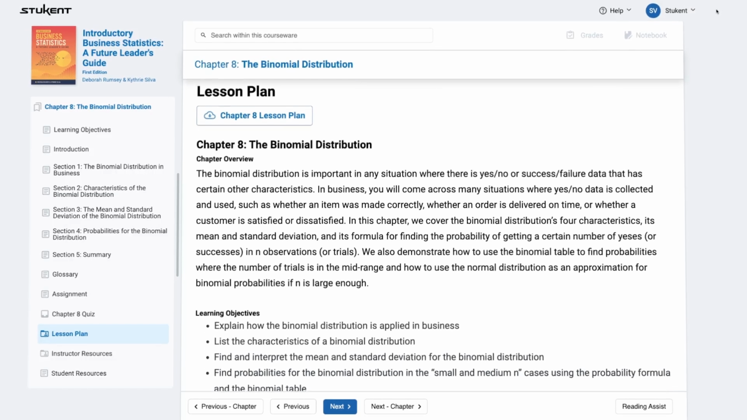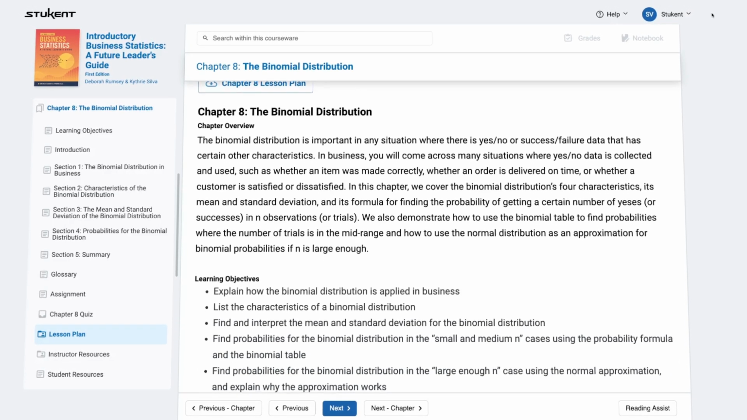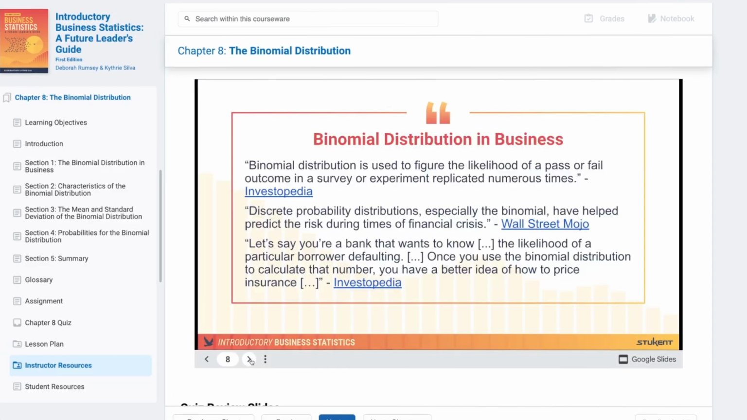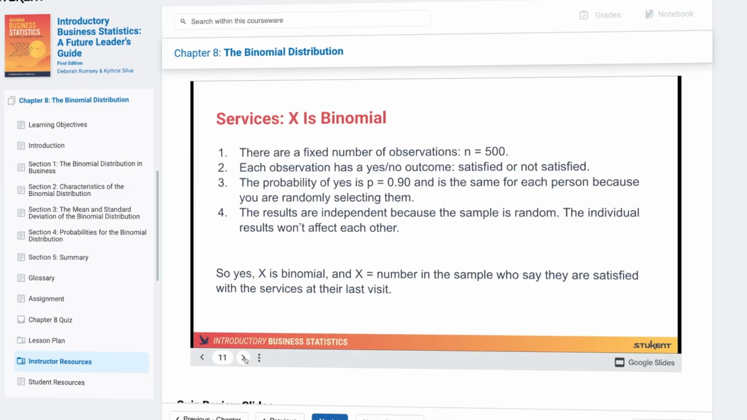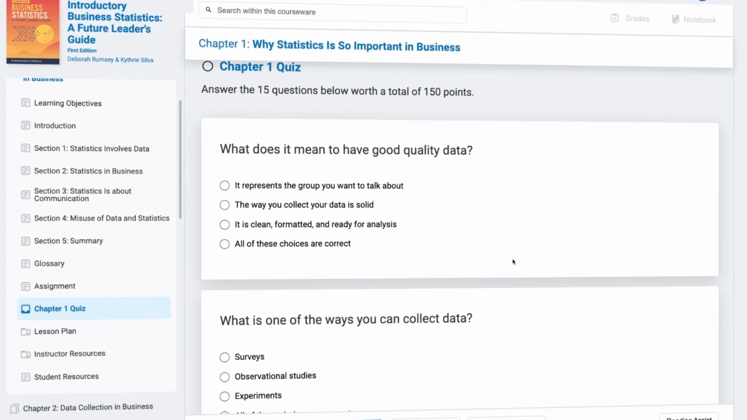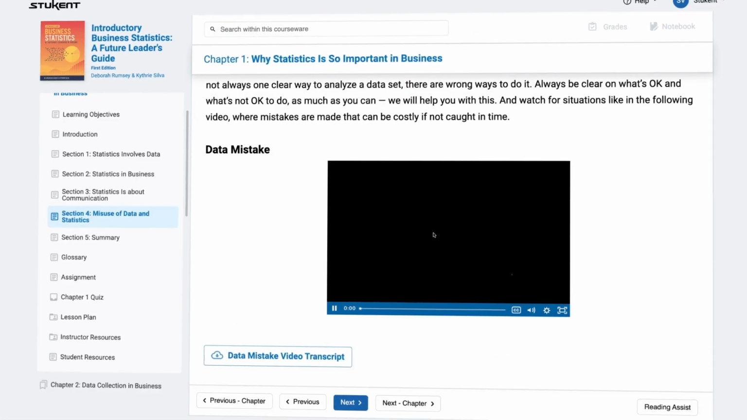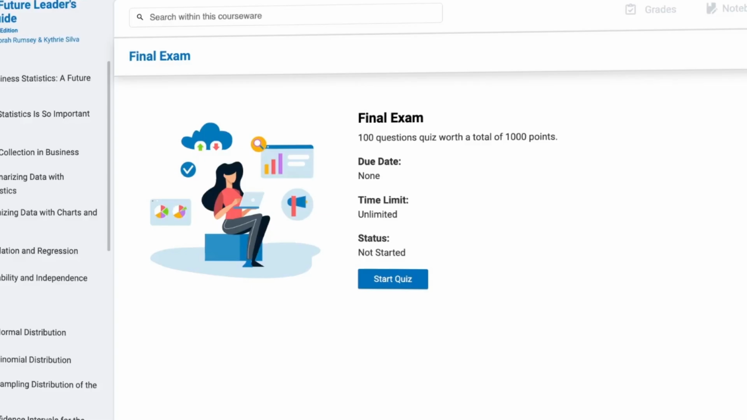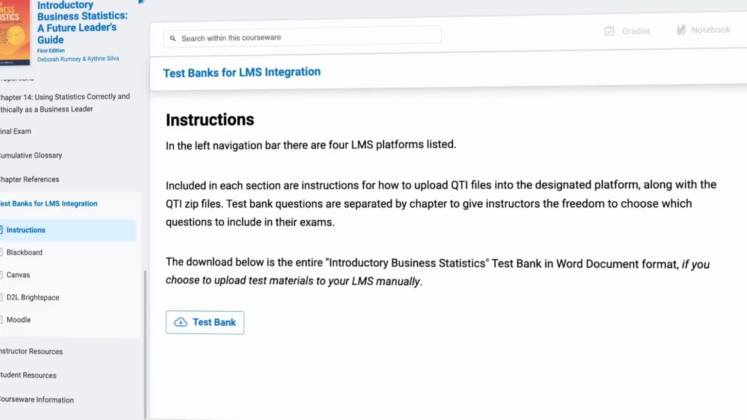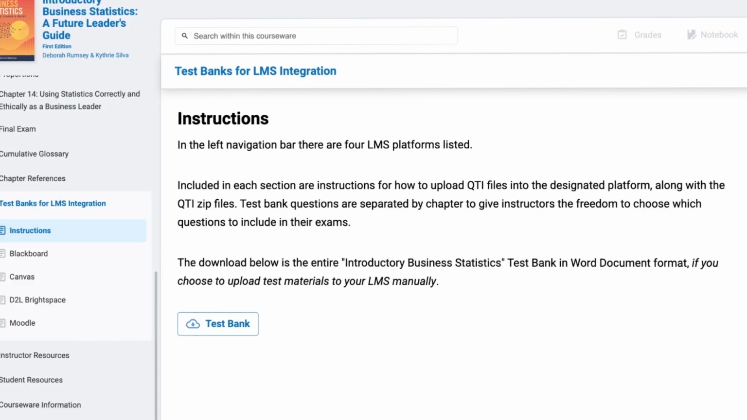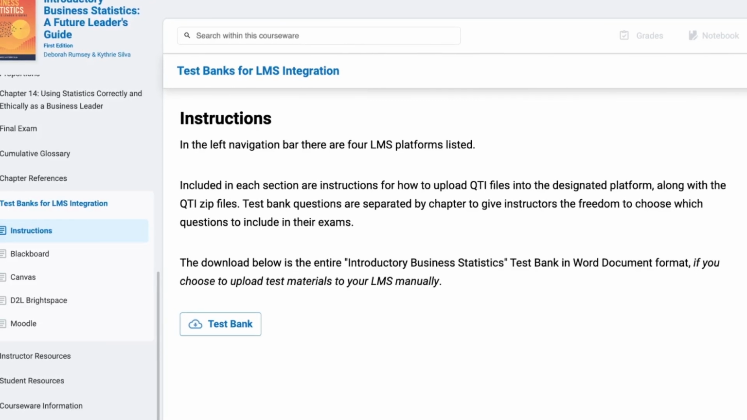The courseware includes a sample syllabus and course calendar, lesson plans in every chapter with suggestions for class activities, lecture slides with instructor notes for every chapter, including student-facing slides, auto-graded chapter quizzes, in-text interactions, embedded videos, a 100-question auto-graded midterm and final exam, and a test bank with 140 additional questions that can be used to customize quizzes or exams.